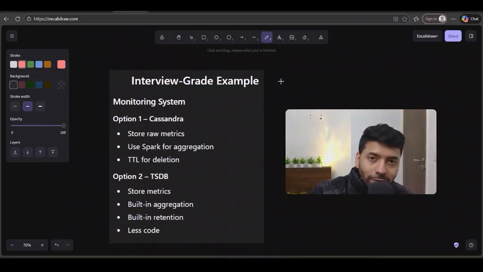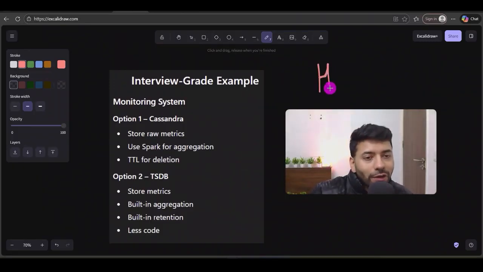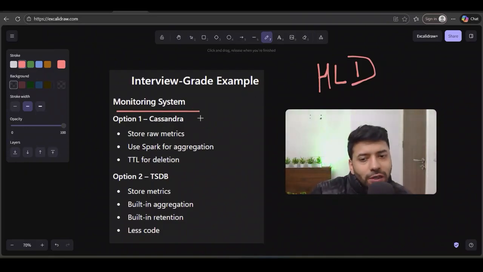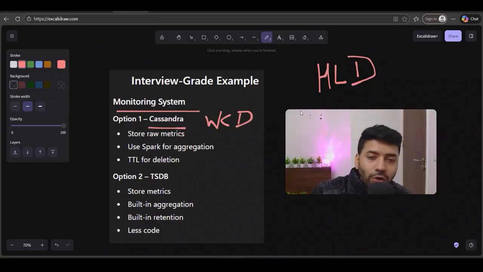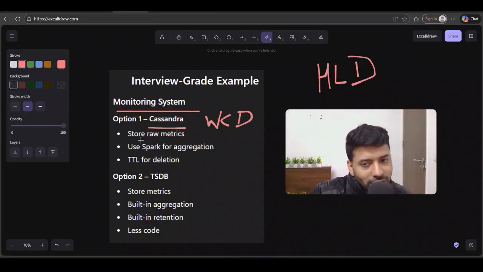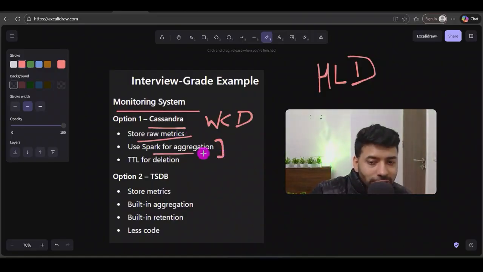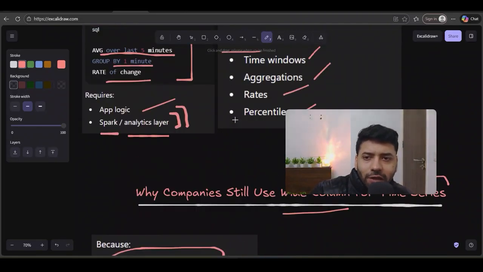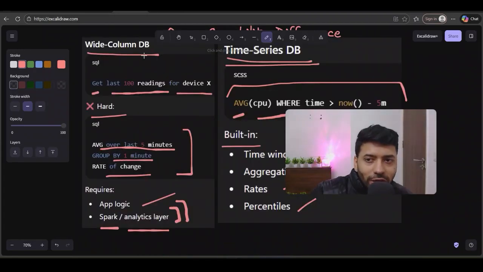So if in an interview you are given a high level design question which requires time series data related operations, something like a monitoring system, then you have two options, correct? The first one is using a wide column database, which is a type of NoSQL database like Cassandra, right? So how will you handle time series data? It can store time series data, so it can store the raw metrics, and then you will use Spark for aggregations. Like we saw, the wide column database would require an additional step because it is difficult to handle these kinds of queries in a wide column database, right?